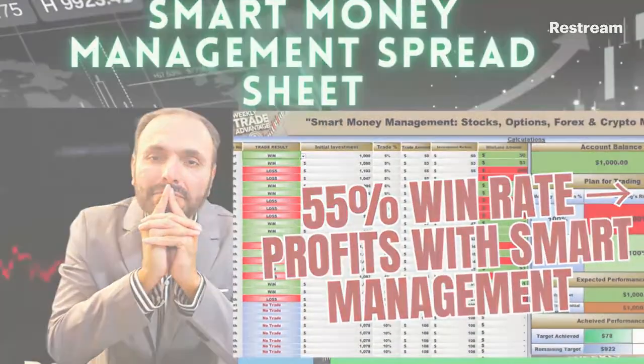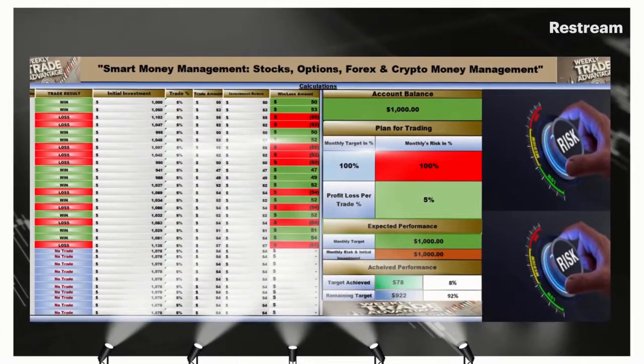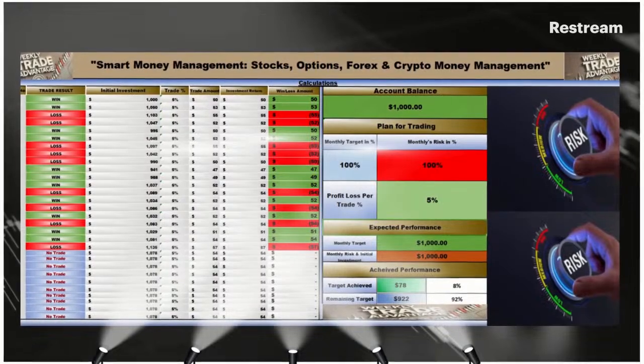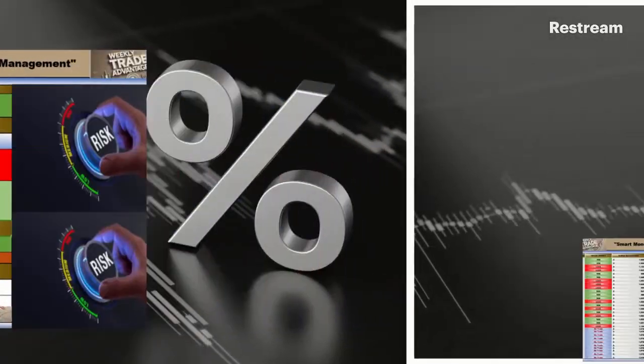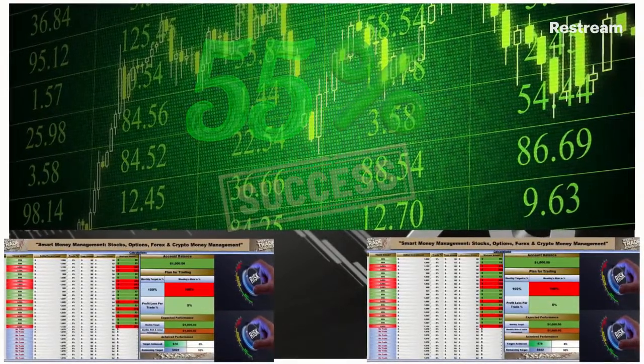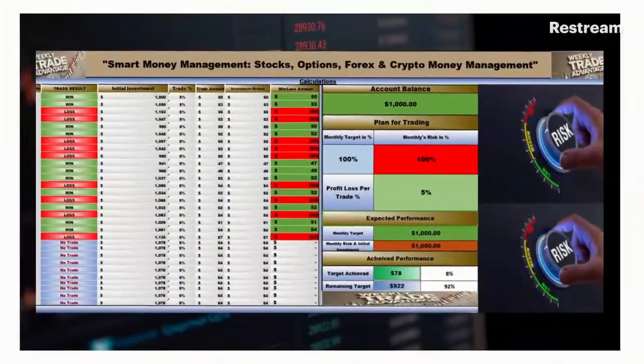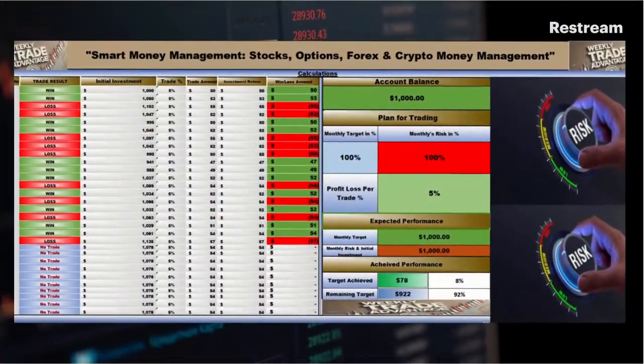In today's video, I'll share a detailed breakdown of real-world trades using my custom-built smart money management spreadsheet. By following a disciplined approach, I turned a 55% win rate into profits with smart money management. I'll explain the process and how proper risk management can improve trading results.